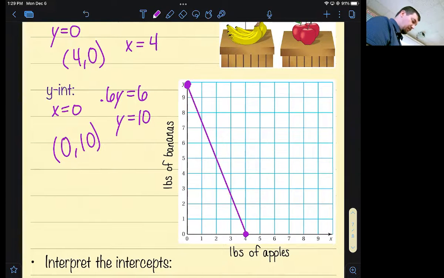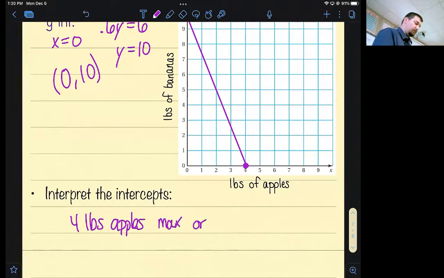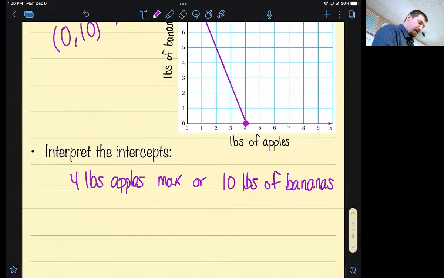Okay, so there's my line. It says interpret the intercepts. If you were listening, I already did that. The x-intercept is the maximum amount of apples you can buy. So 4 pounds of apples is the max you can get. And the y-intercept is the maximum pounds of bananas. You could get 10 pounds of bananas. And that would be the max for those.